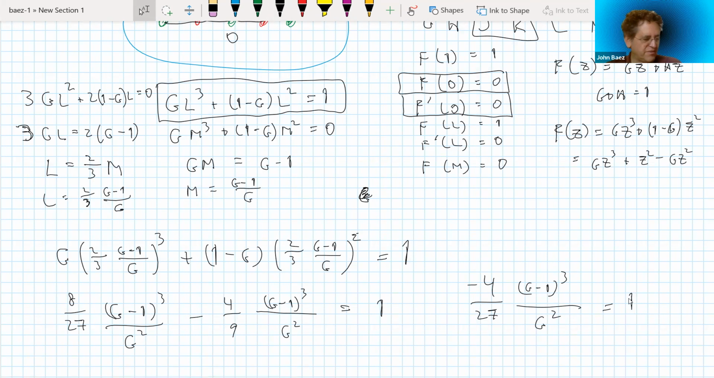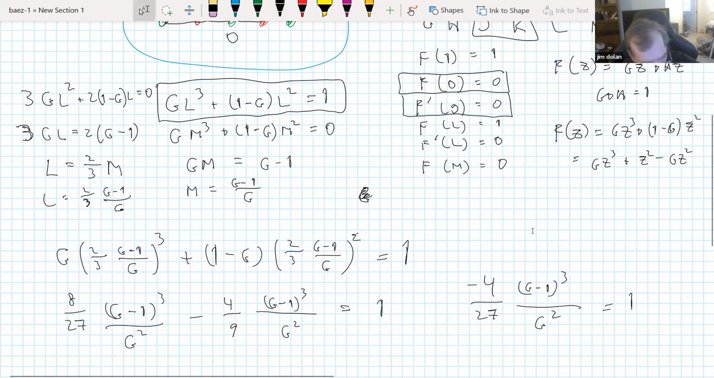So, well, you know, the different cosmetic things we can do here, mainly multiply both sides by G squared to get a polynomial equation. Yeah, let's just get a polynomial equation and then try to factor it or something like that.